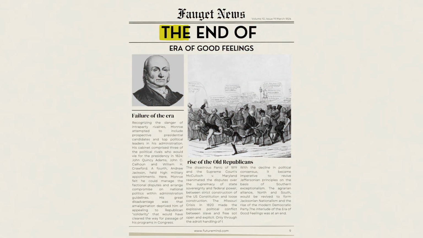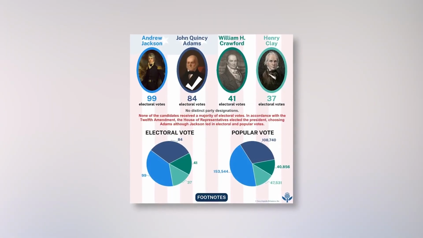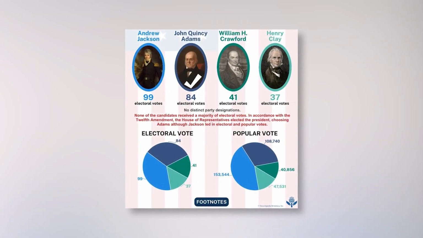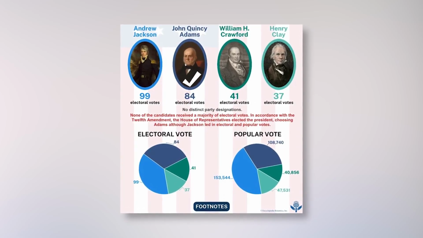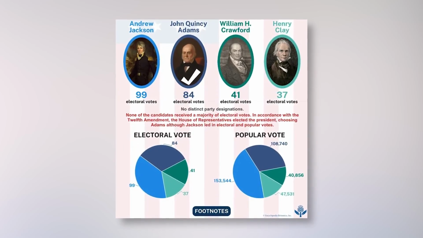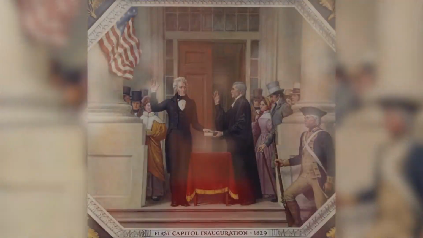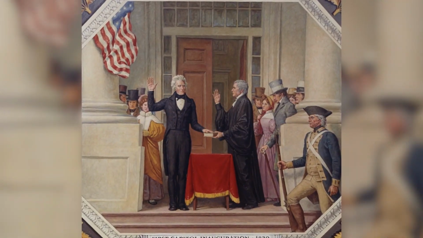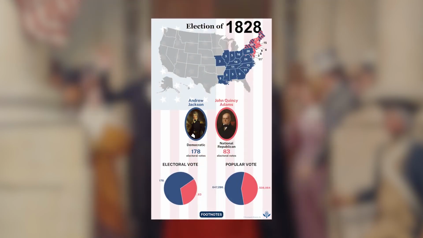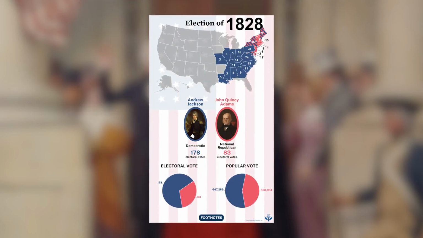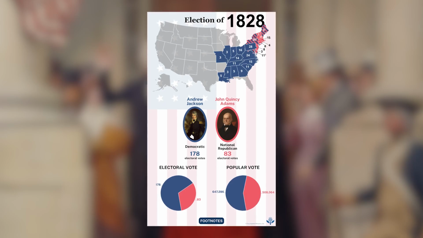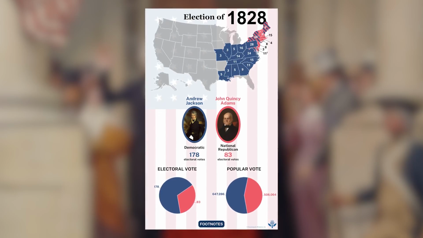The election of 1824 shattered the era of good feelings. Andrew Jackson won the popular vote and secured 99 electoral votes, but still lost the presidency when the House of Representatives chose John Quincy Adams. This corrupt bargain set the stage for Jackson's triumphant return in 1828, when he secured 56% of the popular vote and 68% of the electoral vote, ushering in a new era of American democracy.